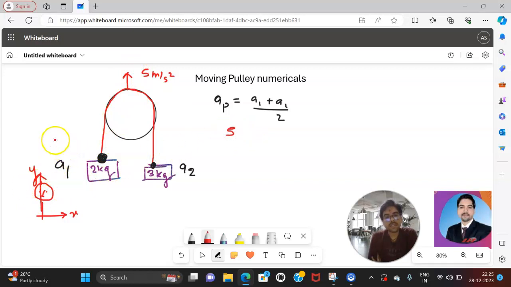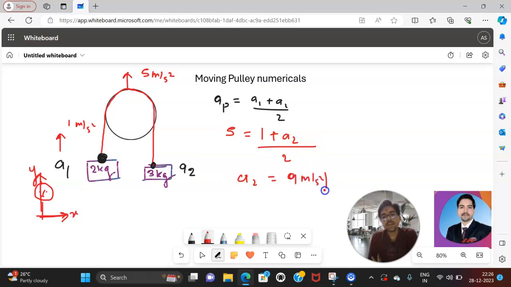For example, the acceleration A1 value is this: the 2 kg block is moving up with 1 meter per second square acceleration. So I just want to know at what acceleration this 3 kg block will move. If this end moves, this 3 kg block will also move. So A1 acceleration is up. Up means, according to this frame of reference, positive. Positive means plus 1. I want to know what is the acceleration A2. So A2 comes out to be 10 minus 1, 9 meter per second square.